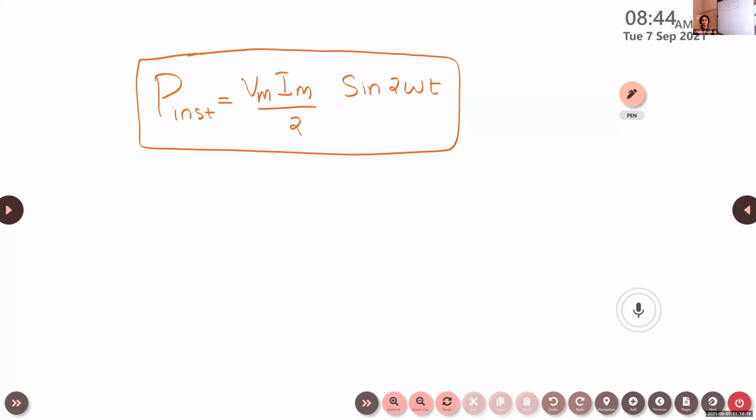So what is our next step? Here we obtained the instantaneous value of power. What is the next value we want to find out from this? Average power. Therefore, the average value of power is represented by P bar.